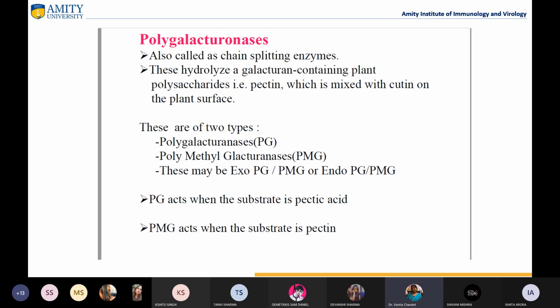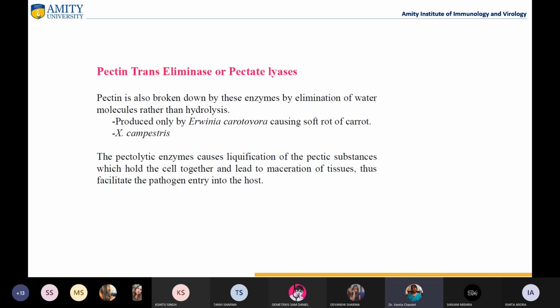So this polygalacturonase acts when the substrate is pectic acid, whereas polymethylgalacturonase acts when the substrate is pectin, right? So on different kinds of substrates, different kinds of enzymes act. Then pectin transeliminase or pectate lyase. Again, pectin is also broken down by these enzymes. So they eliminate water molecules rather than hydrolysis, right? So these are produced by Erwinia carotovora, which causes soft rot of carrot. So soft rot of carrot means they cause softening of tissues, or fruit tissues basically, right? Rotting of the tissue.